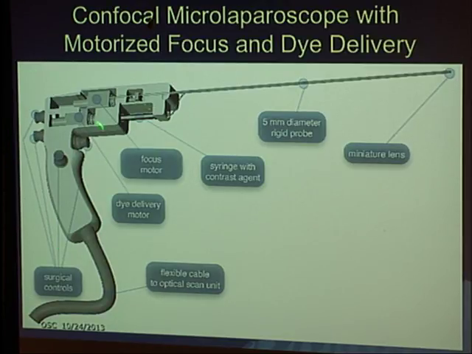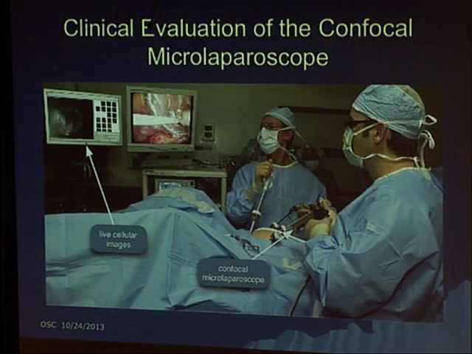So here's a device we've built. It's got that miniature lens on the end, a fiber bundle that runs through, a motor that moves that fiber to change the focus, another motor that drives a syringe, which drives a small amount of dye through a hypodermic tubing out to the end to deliver dye, and motorized controls for focus, dye delivery, and image capture. So here's an example of that in the surgery suite.